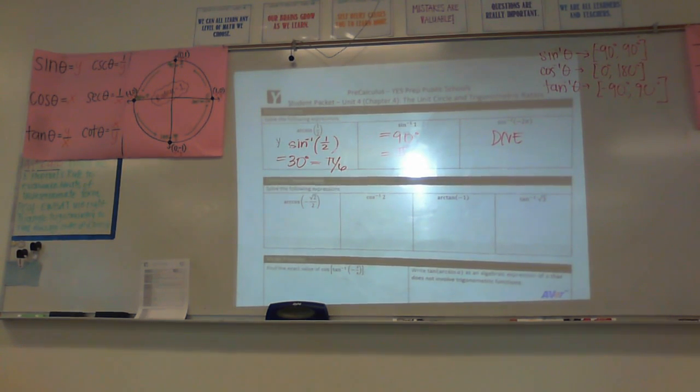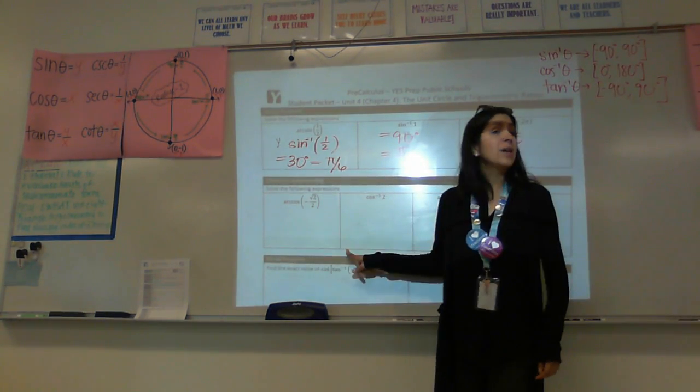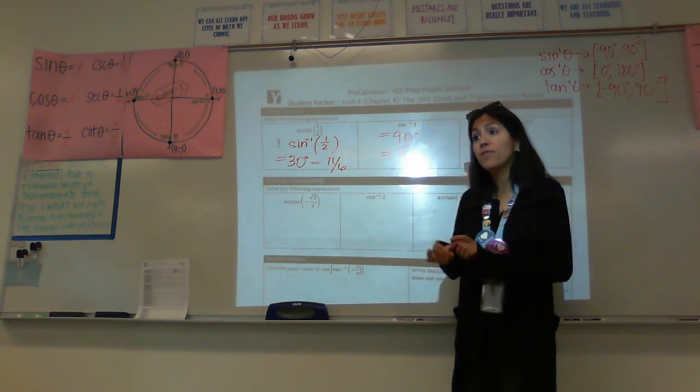This one is between 90, negative 30, 90. Does not exist. All right, this one, I'm going to give answers to the first two because I think those are a little more straightforward.